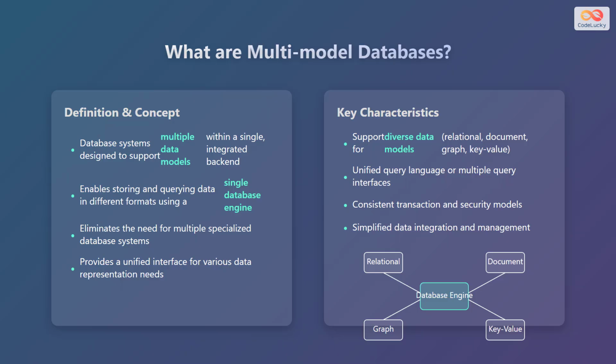Some key characteristics of multi-model databases are the support for diverse data models like relational, document, graph, and key-value. They use a unified query language or multiple query interfaces. They also have consistent transaction and security models, and simplified data integration and management.